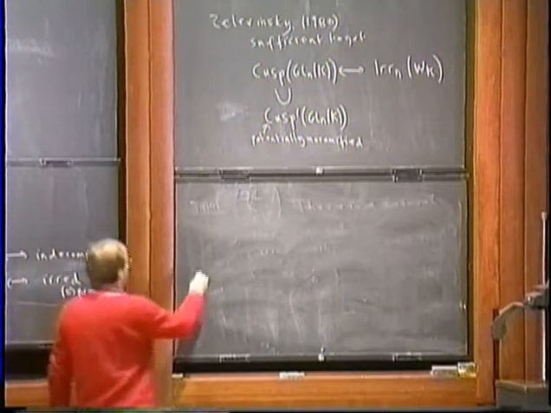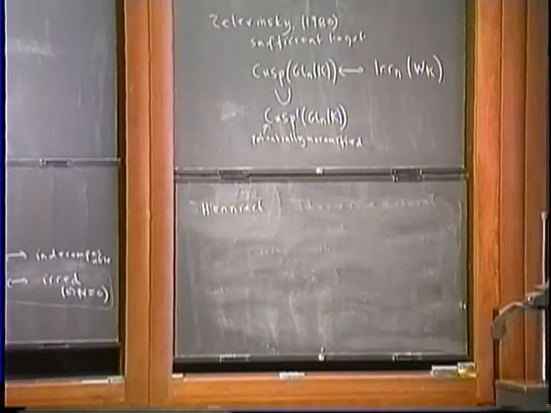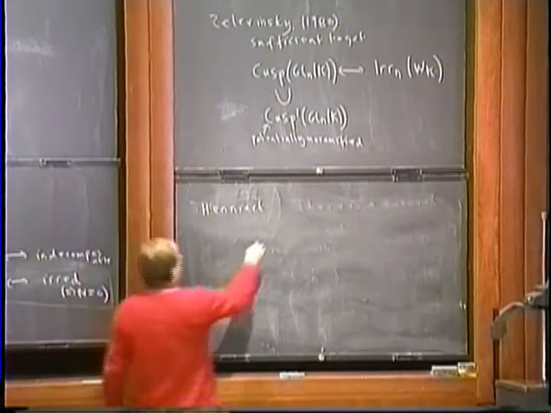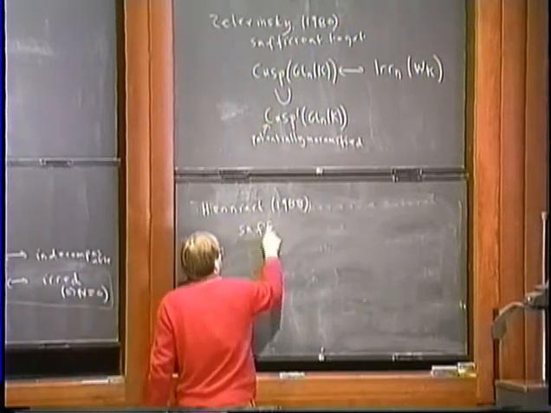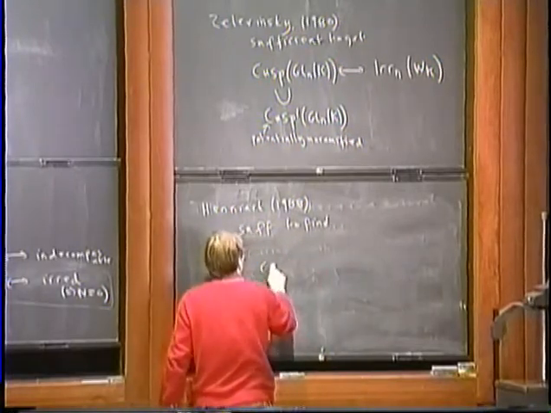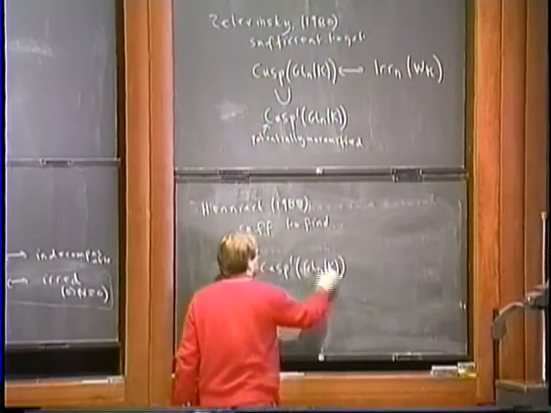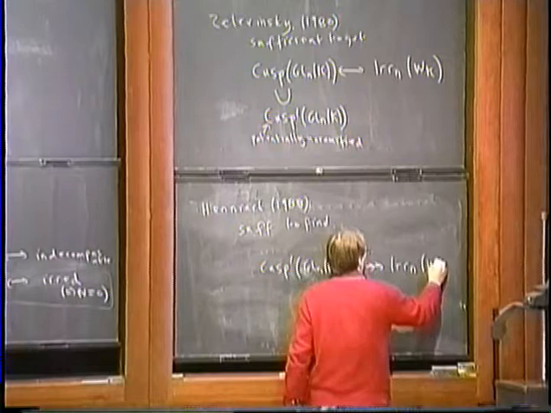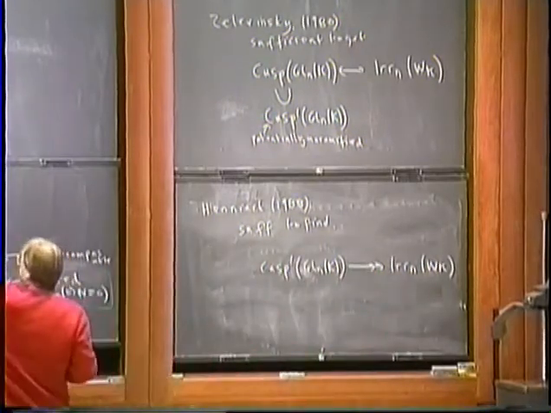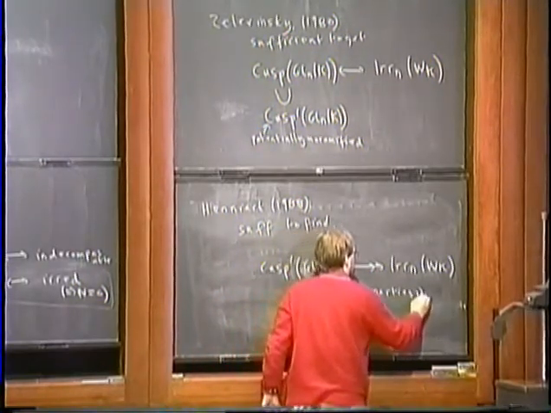And Guy Henniart showed some other time in the 80s, later in the 80s, 88, that it is in fact sufficient to find a map from these potentially unramified cuspidal representations of GLN of K onto the irreducible n-dimensional representations of the Weil group of K. Again, both these Ks with all these properties, properties 1 through 5.